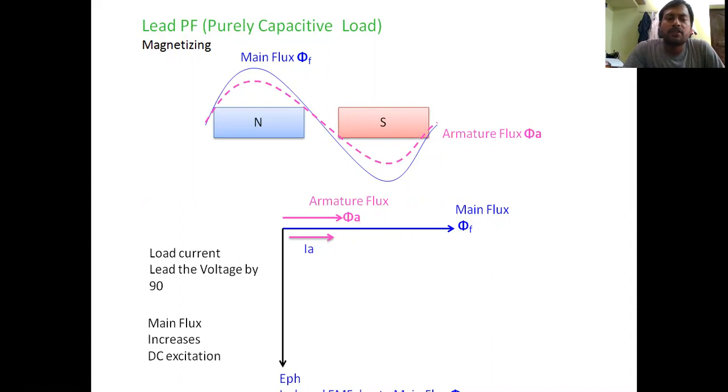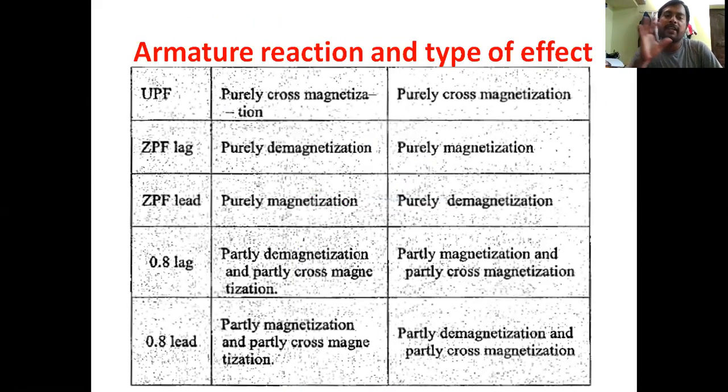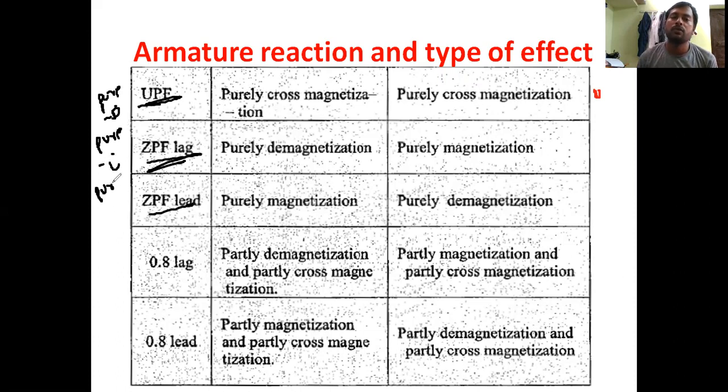This I already explained, so I'm giving a conclusion. This is an extra thing: you know very well about cross magnetization and demagnetization. This is UPF load, or purely resistive load. ZPF lagging is nothing but pure inductive load. ZPF leading is nothing but pure capacitive load. So we discussed only these three loads: UPF load or resistive load, or inductive load.